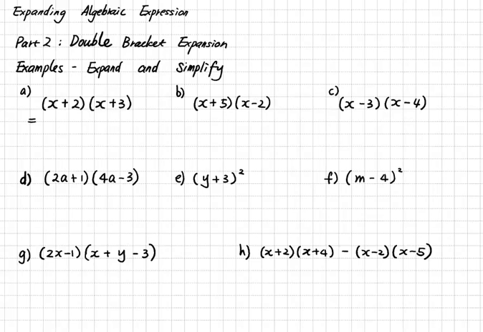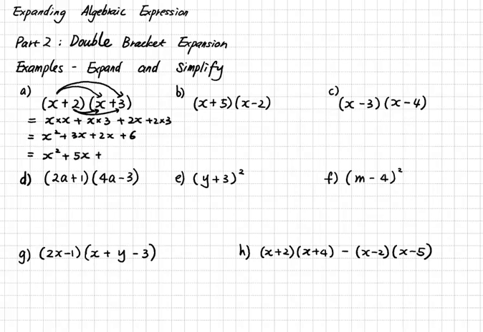Everything in the first bracket must be multiplied by everything in the second bracket. So we're going to start with the first term in the first bracket, x. So we have x times by x plus x times by 3. Now I'm done with that. So now I'm going to work on 2. So 2 times by x plus 2 times by 3. So we have x squared plus 3x plus 2x plus 6, and make sure that you collect the like terms. So 3x plus 2x is 5x and plus 6. When you're fast enough, you can skip the first line of the working.